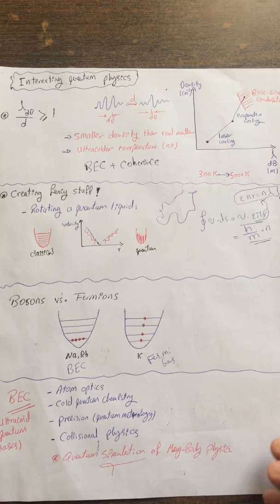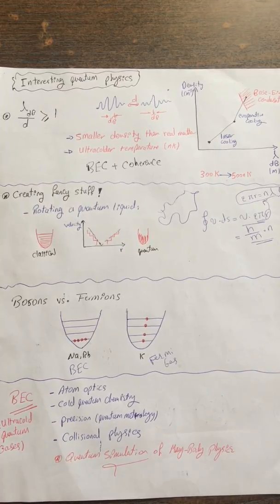But let me tell you that BEC at the ultra-cool limit of quantum gas can feature many characteristics in the physics world. You can study quantum optics at the ultra-cool limit, some cold chemistry, quantum metrology. You can isolate the effect of the temperature, you can isolate the effect even from the environment, and you can realize some precision measurements, some collisional physics.